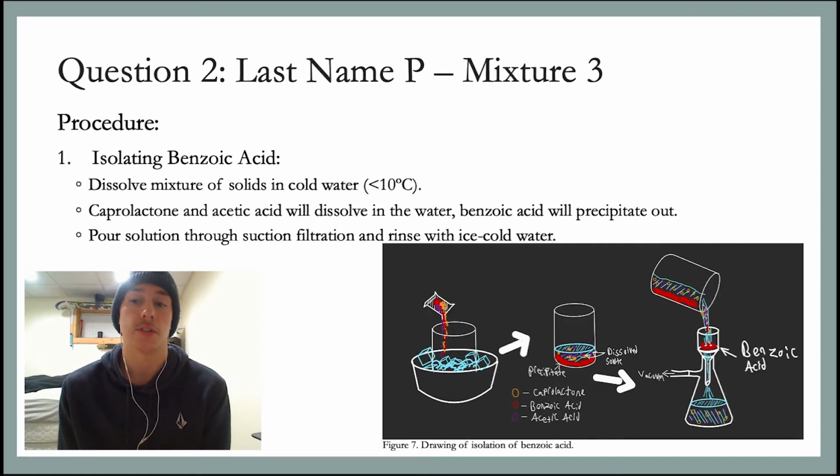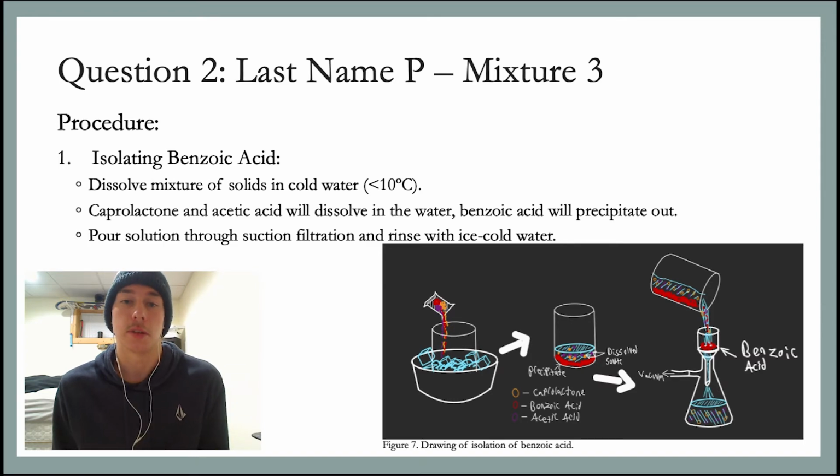This solution could then be poured into a suction filtration, and the caprolactone and acetic acid would be pulled through the suction filtration, while the benzoic acid would remain on the filter paper. The benzoic acid could then be washed with ice-cold water to ensure that all the caprolactone and acetic acid are removed and pulled through into the filtrate. And I've created a diagram on the slide there which illustrates the steps that could be followed for the procedure of isolating benzoic acid.